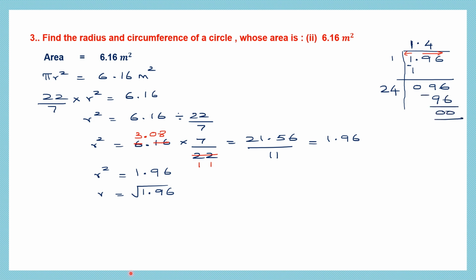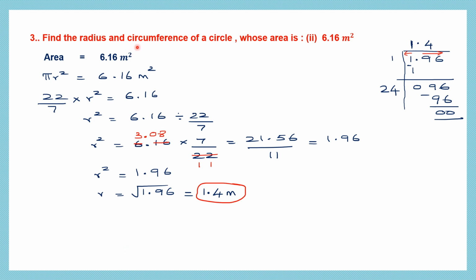So this is the way of finding the square root of decimal numbers. So what is our quotient? Our quotient is 1.4 and that is the answer here. The radius is 1.4 meters. So we found the square root of 1.96 and that is 1.4 and that is the radius. So we've got the first part of the answer.